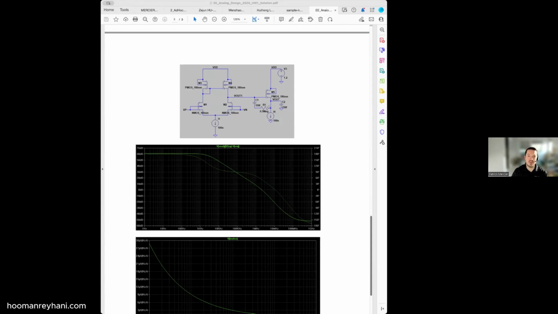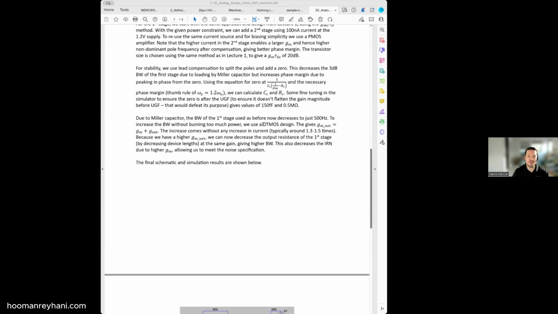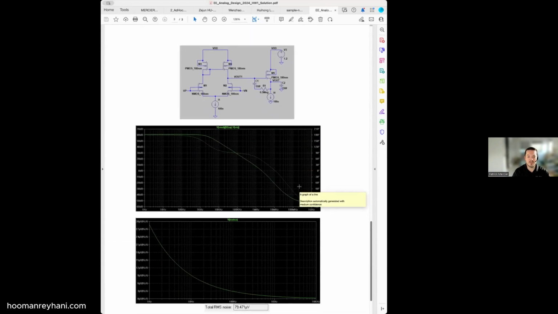For stability reasons, we added the Miller compensation and did appropriate calculations. These are outlined here in terms of how we arrived at the values. But one thing that happens when you do Miller compensation is that the bandwidth of that first stage decreases below the specification for what we're interested in. And so one trick to help improve that, which is especially useful for low power systems, is to use a DT-MOS technique, which is something we introduced in the first lecture.